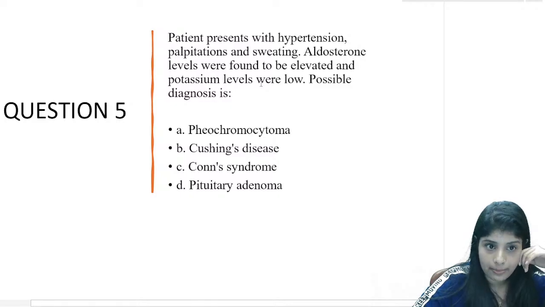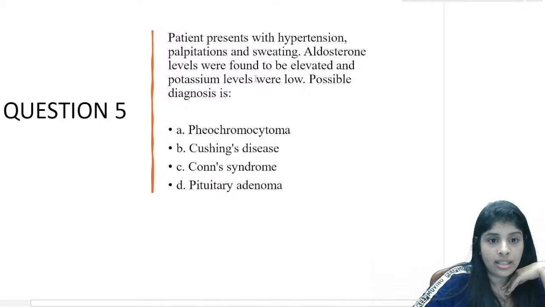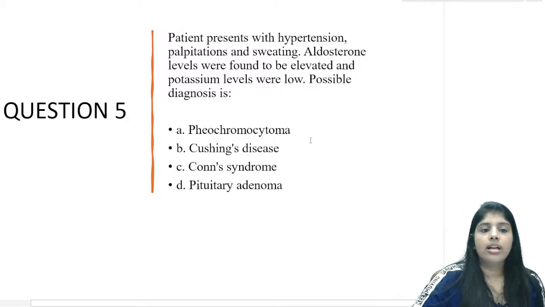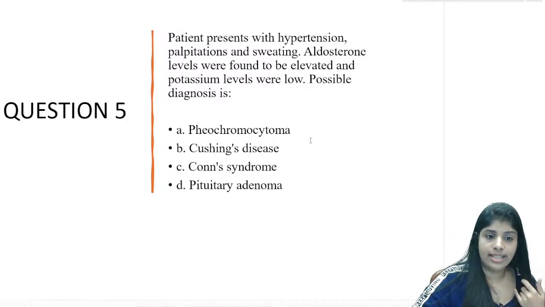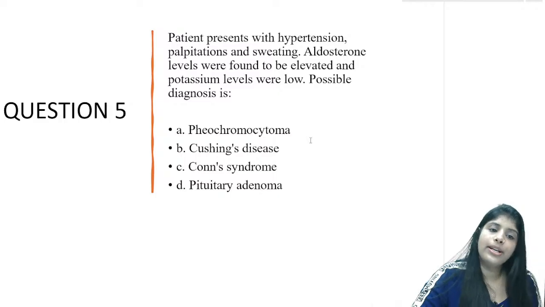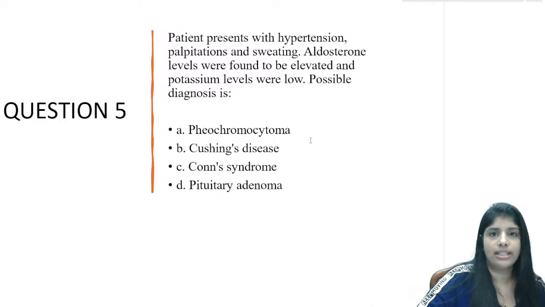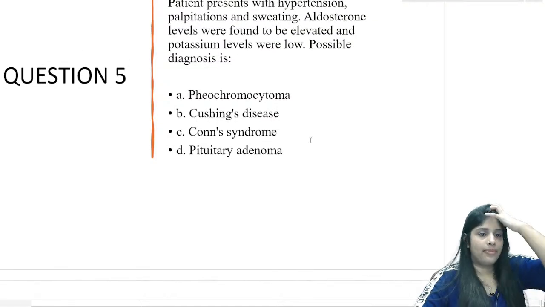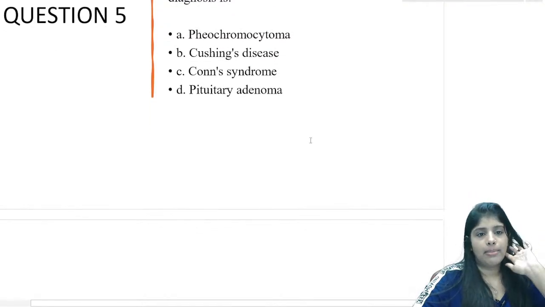Patient presents with hypertension, palpitation and sweating. Aldosterone levels are found to be elevated and potassium levels were low. Okay, so we have a few options here: pheochromocytoma, Cushing's disease, Conn's syndrome, and pituitary adenoma. Let's see all these things, not in detail, like for an exam, we can see. And let's come back to the question then.